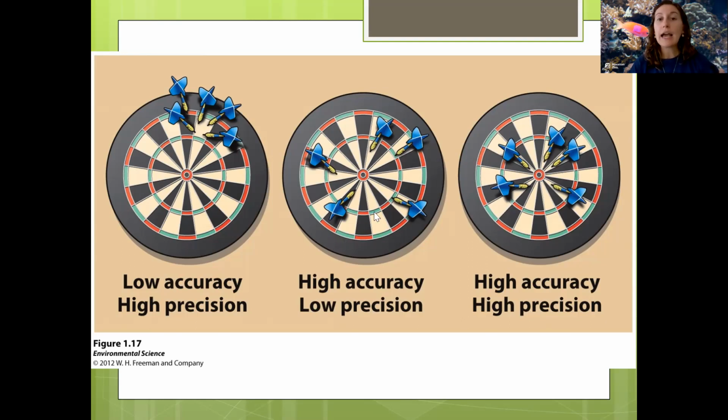In this one, I have greater accuracy. I'm a lot closer to what I want to get, that bullseye, but I'm not very precise. Every time I throw that dart, it's not where I need it to be. It's not in that bullseye. Ideally, our experiments are going to have high accuracy. They're going to measure what they set out to measure, and they're also going to be very precise. When I repeat this experiment, I tend to get the same thing every time.